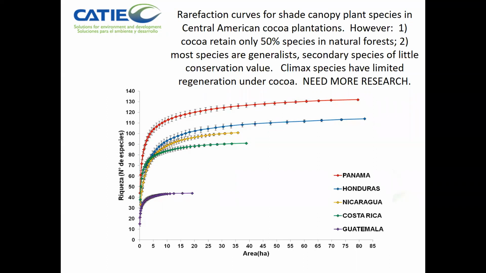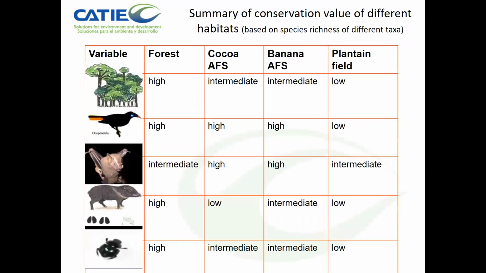So there is an issue when talking about biodiversity conservation in coffee and cocoa shade canopies, that these climax species find it very difficult to maintain the populations in the current management. We have evaluated the contribution to biodiversity of the different shade canopies, comparing with different other land use systems and different taxa.